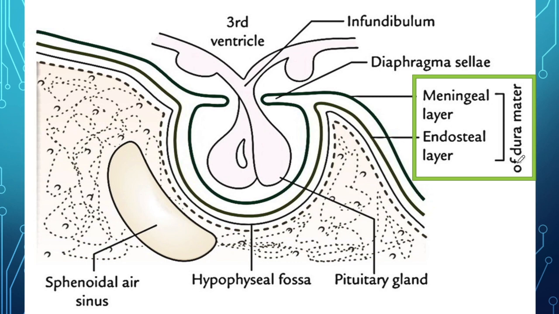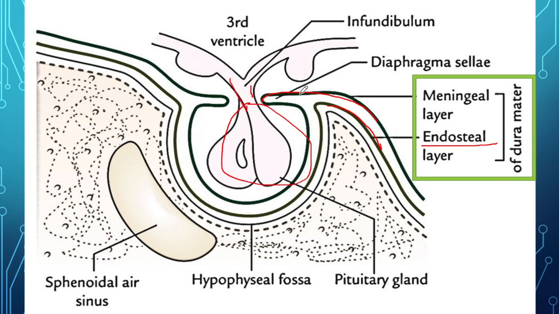So dura mater is not just a single layer of tissue, okay? The sheet of dura mater is actually composed of 2 different layers. The inner one is meningeal layer, which is close to the arachnoid part, and the outer one is endosteal layer, which is actually running together with the bony surface. So this is the meningeal layer, and the one below is the endosteal layer, and this is the pituitary gland, this is the infundibulum and stalk.